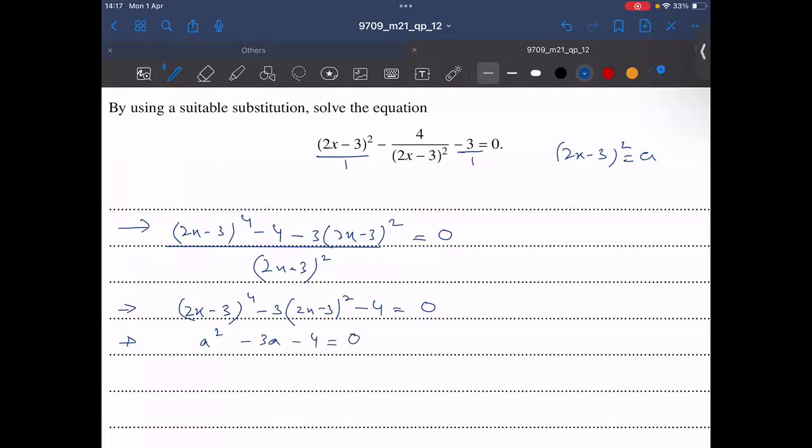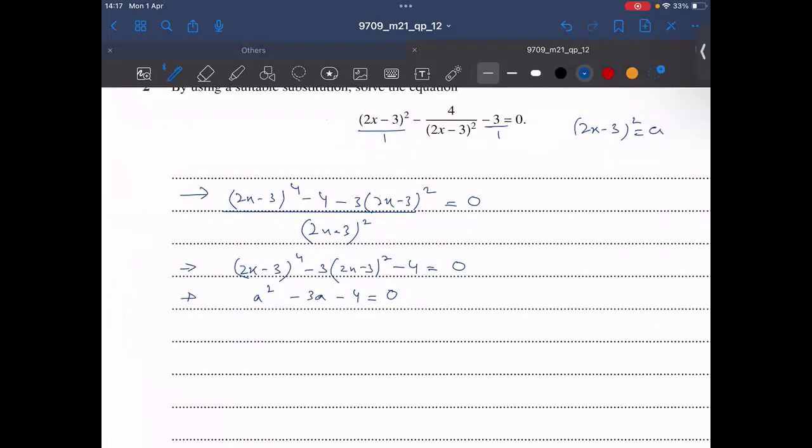Is it clear up to this step? Siman. Siman, is it clear till now? Anything you want to ask? No, sir. It's clear.